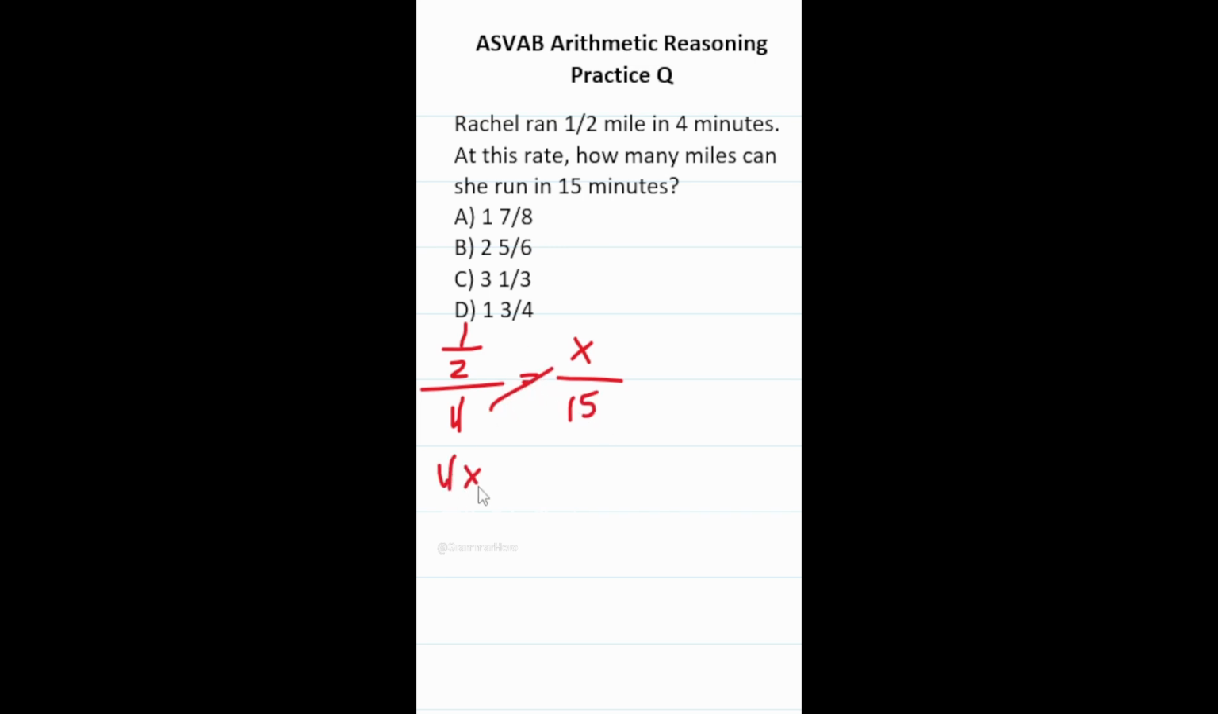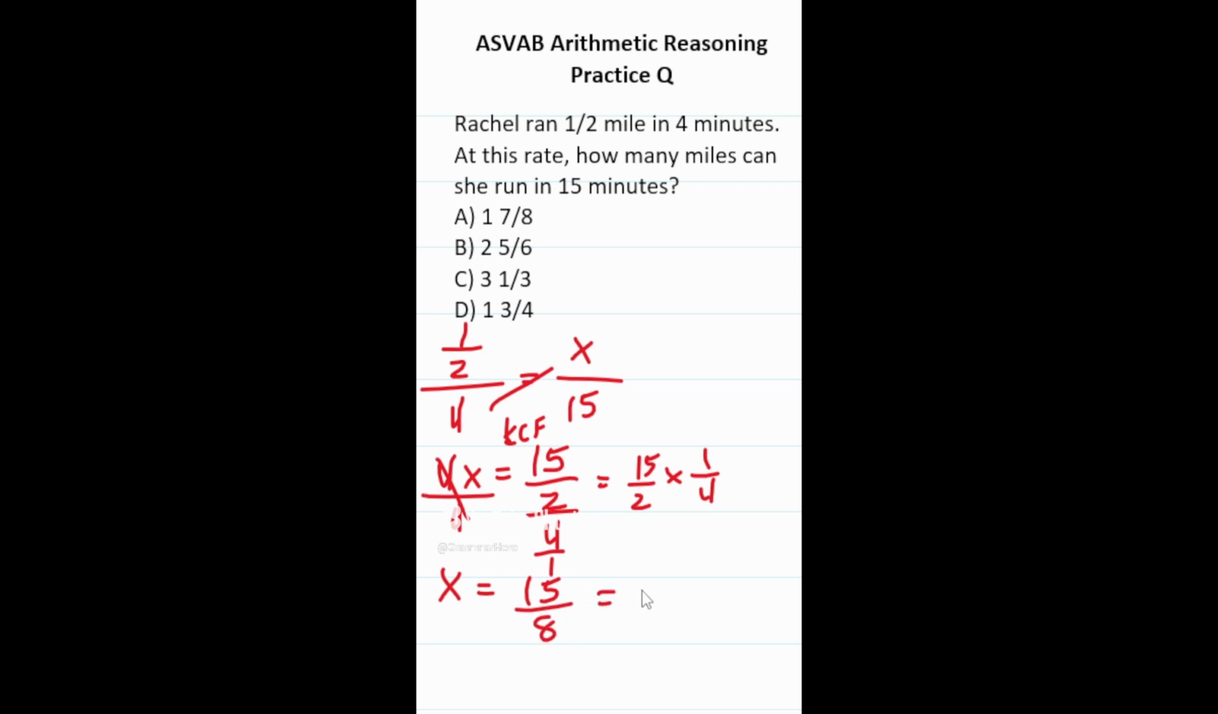This becomes 4x equals 1/2 times 15, which is going to be 15/2. All right, let's divide both sides by 4 now to get x by itself. This crosses out. Now we're actually dividing two fractions here. I can write 4 as a fraction by placing it over 1. When you divide two fractions, you follow the algorithm keep, change, flip. This becomes 15/2 times 1/4, which is the same thing as 15/8.